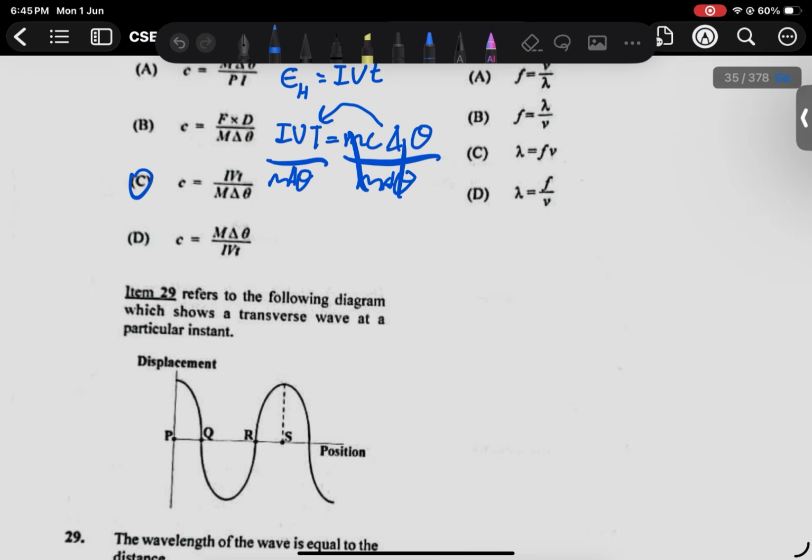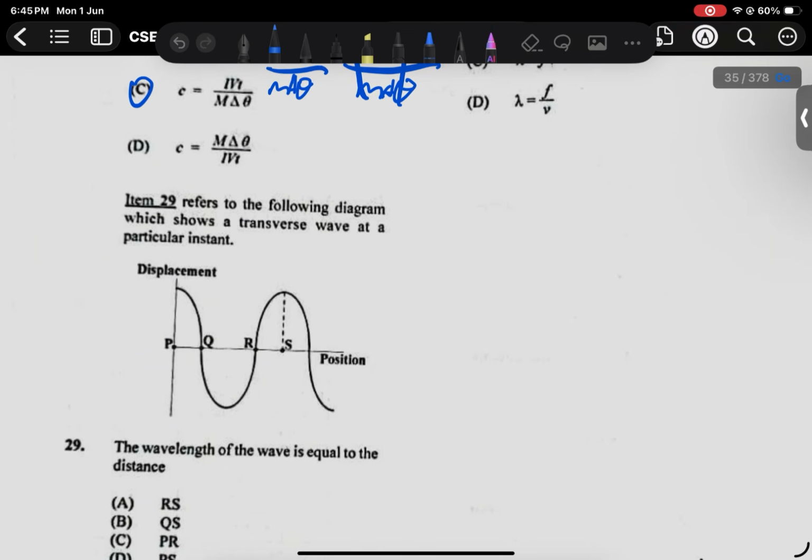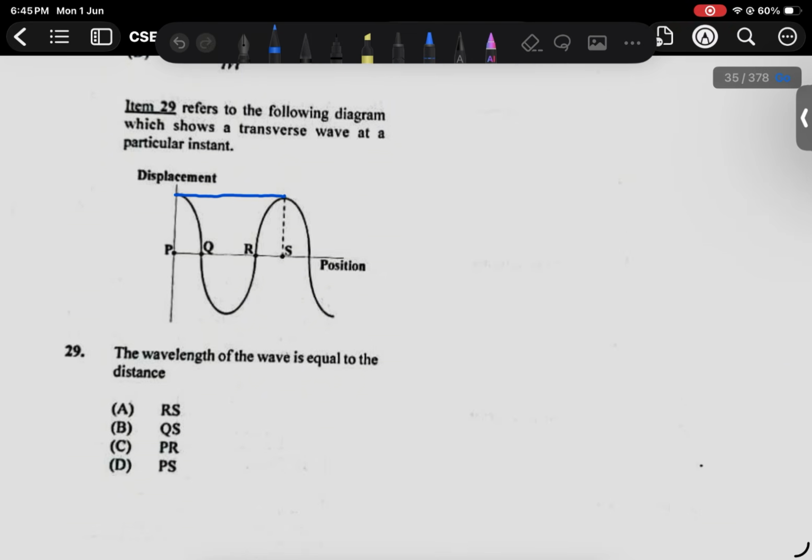Item 29 refers to the following diagram, which shows a transverse wave at a particular instant. The wavelength of the wave is equal to the distance between two successive troughs or crests. So here the crest R is from P to S, so P to S.